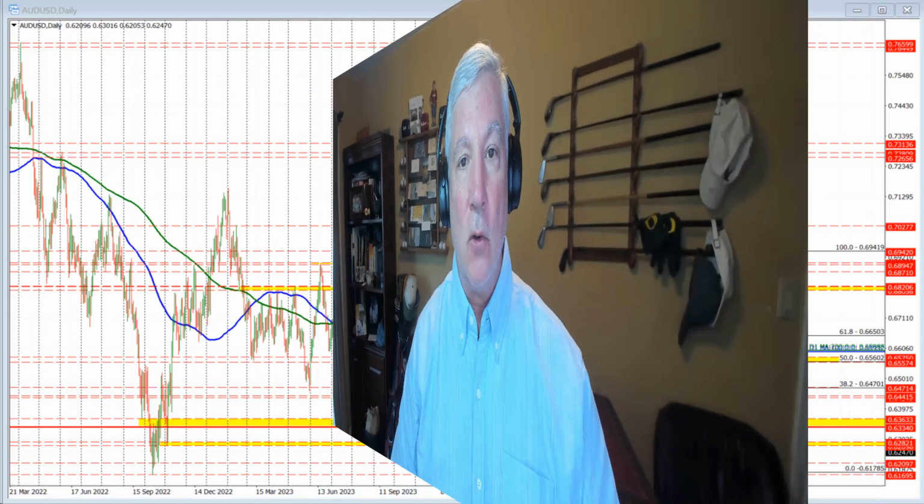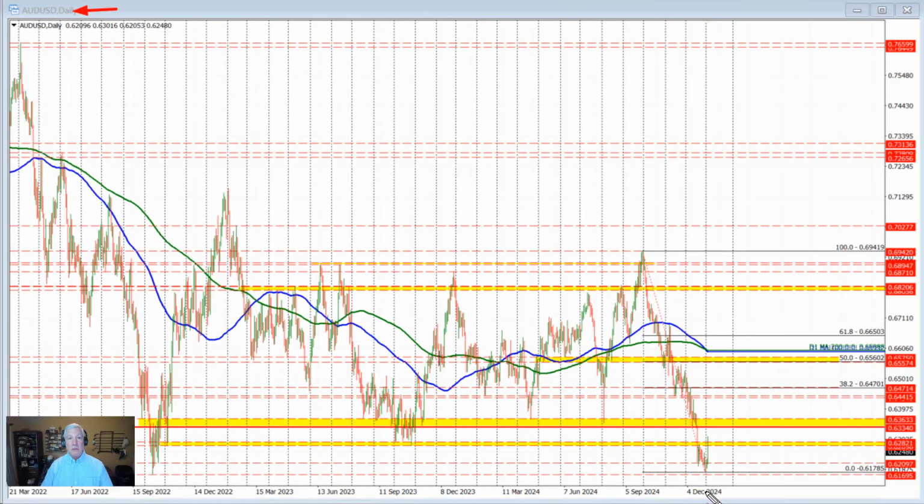In this Forex quick look, I'm going to take a look at the Aussie versus US dollar and the New Zealand versus US dollar. They have similar price patterns and technicals. So let's get started. Look at the daily chart of the Aussie versus US dollar. And I believe the low for the year was the last day of the trading year. That went down to 0.617885.